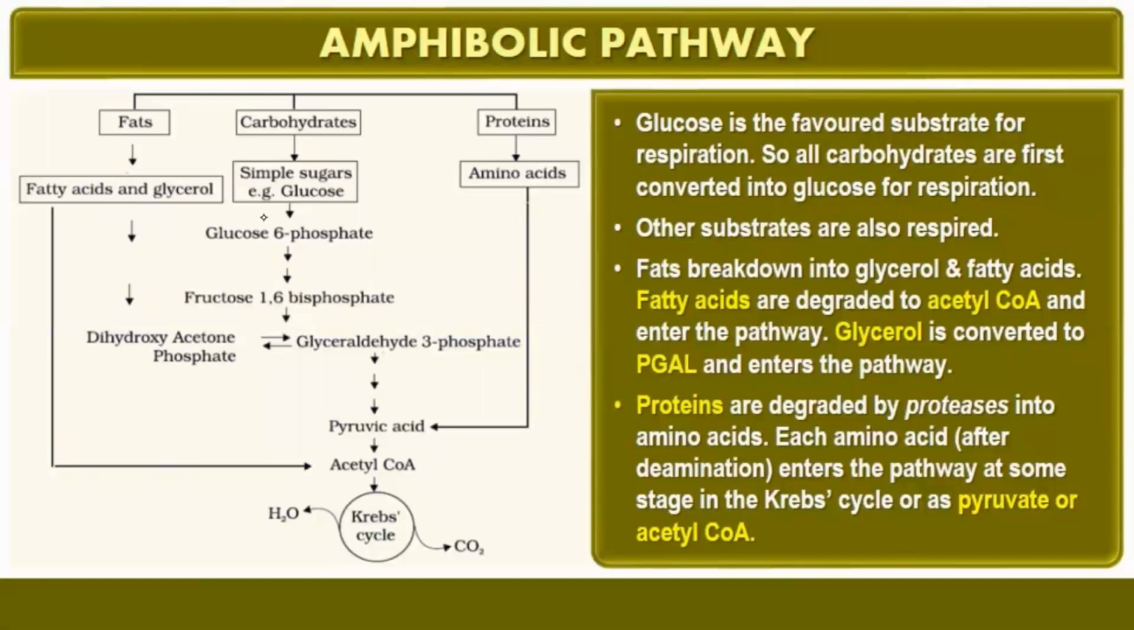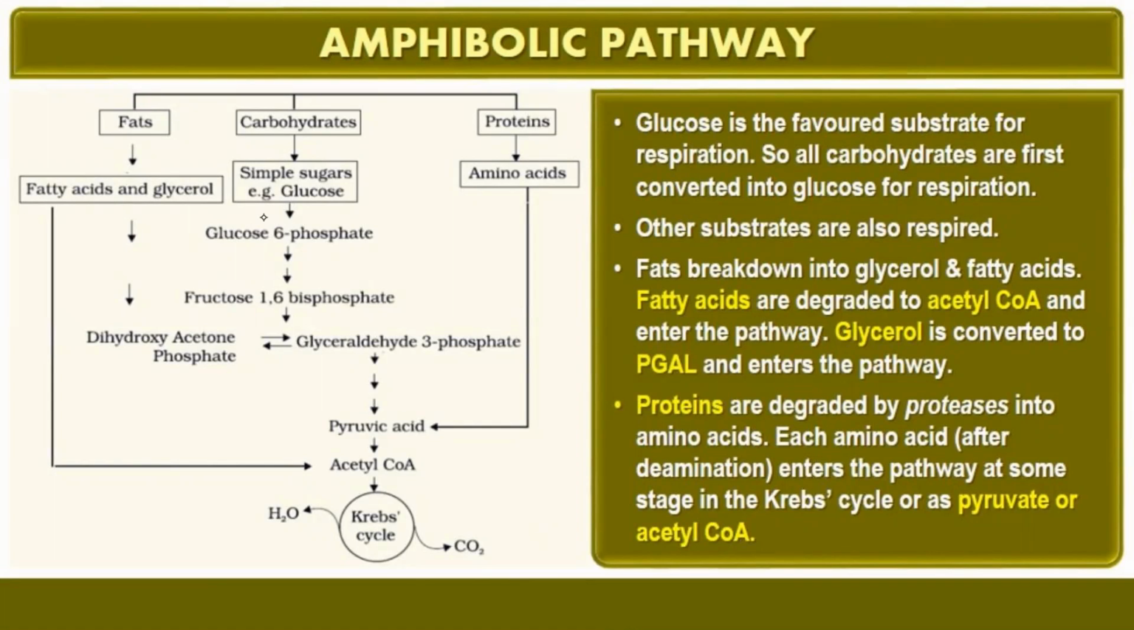Lastly, we will discuss the amphibolic pathway. Glucose is a favored substrate for respiration, so all carbohydrates are first converted into glucose for respiration. But other substrates are also respired. Fats break down into glycerol and fatty acids. Fatty acids are degraded to acetyl-CoA and enter into the Krebs cycle. Glycerol is converted into PGAL and enters into the pathway.